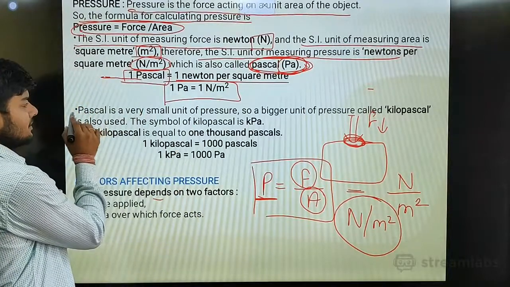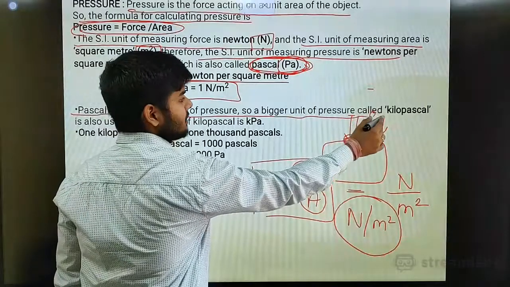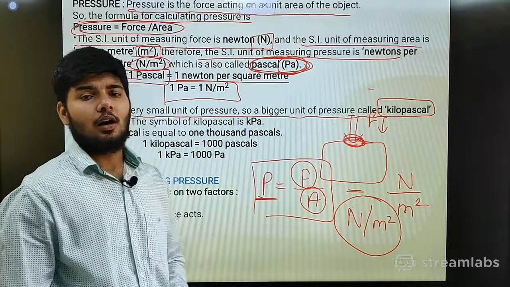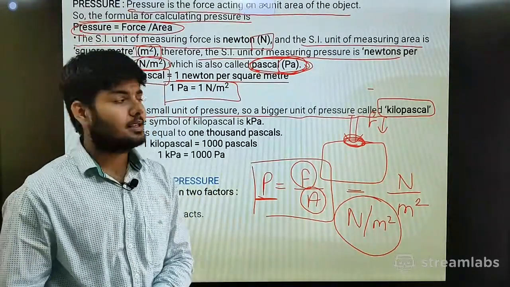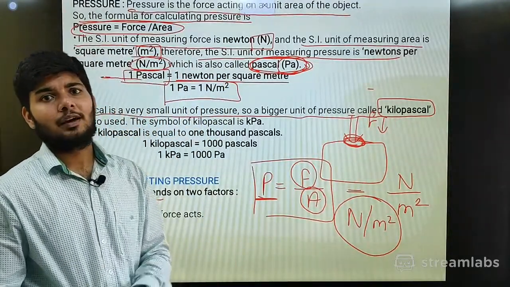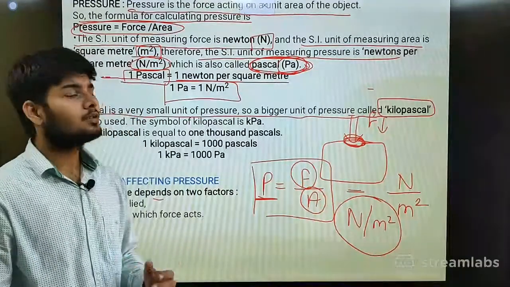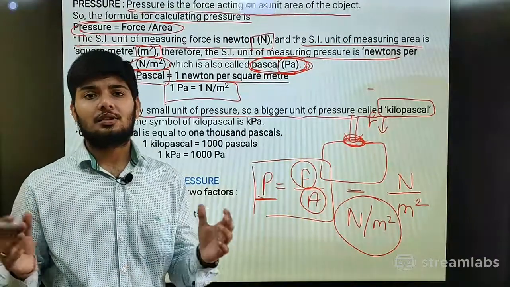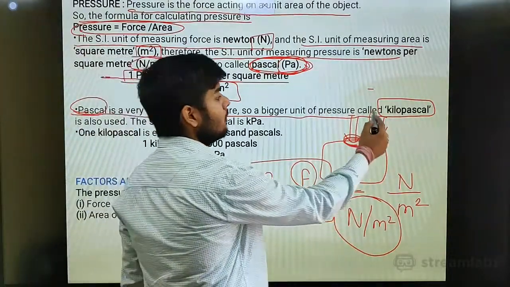Now Pascal is a very small unit of pressure, so a bigger unit of pressure is called kilopascal. It means if we have to represent a larger amount of pressure, then we use bigger units such as kilopascal, because pascal is a small unit. Whenever we represent a small amount of pressure, we use the unit pascal, and if we represent a larger amount of pressure, we use the bigger unit, kilopascal.